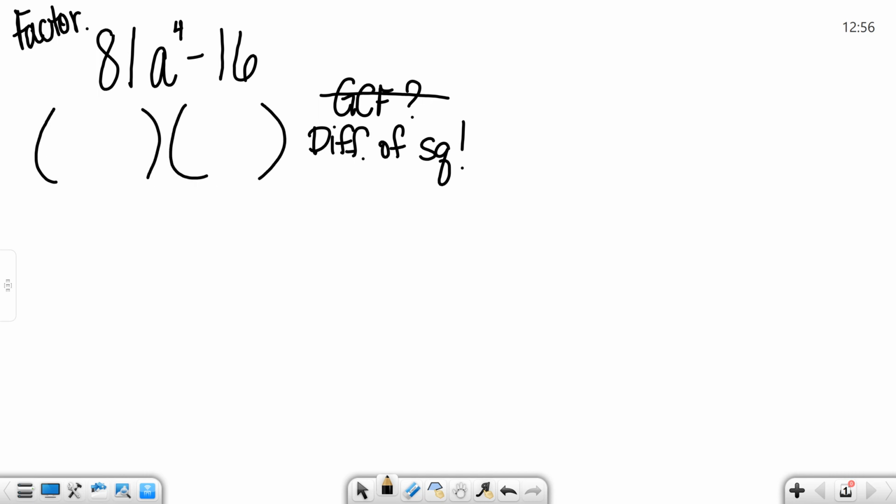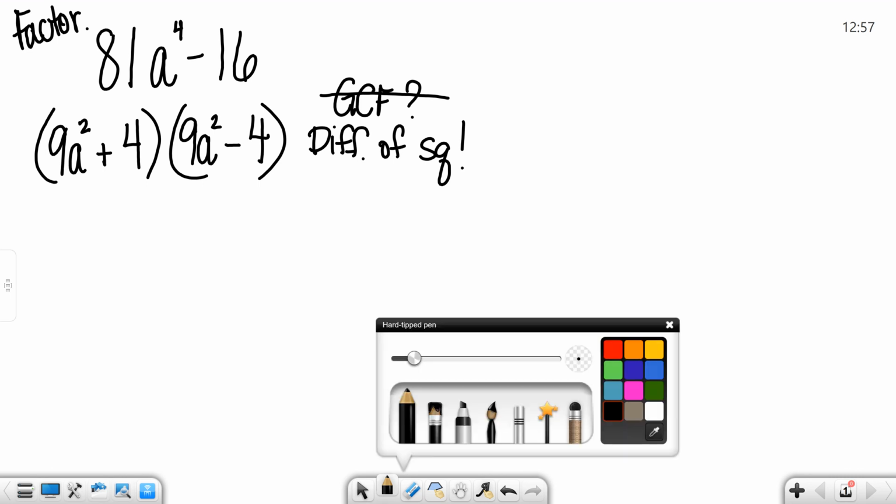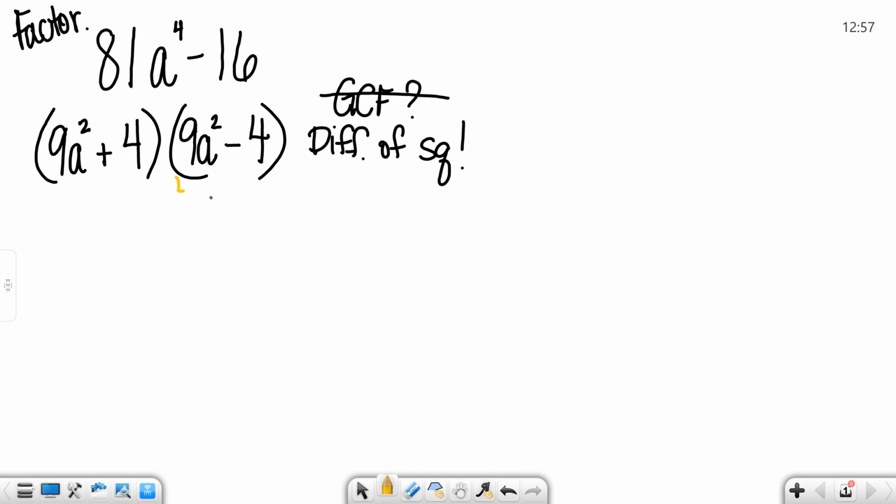So the square root of 81a to the 4th is 9a squared. It goes in both parentheses. The square root of 16 is 4. One gets a plus and one gets a minus. Now this is where a lot of people just stop and they go, oh yay, I did so good, which you did, this is good, but it's not finished because this right here is also the difference of squares.